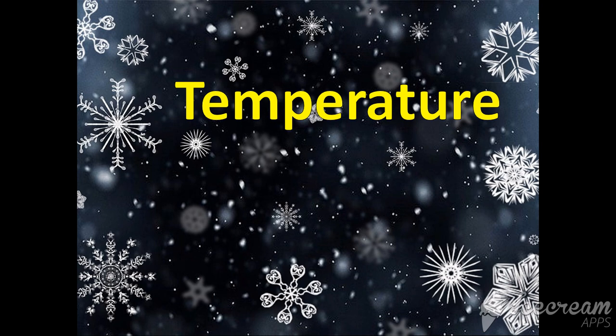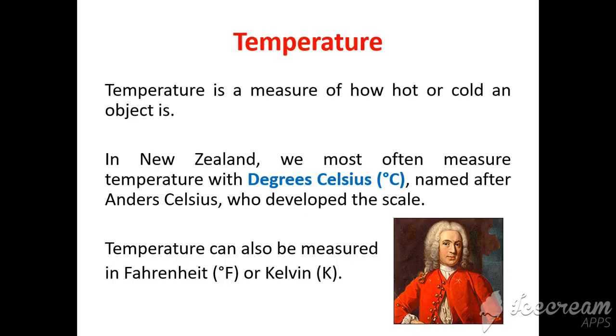This video is all about temperature. Now, temperature is a measure of how hot or cold an object is. In New Zealand, we most often measure temperature with a scale called degrees Celsius. It has a symbol with a degree sign, a small zero, and a big C. That's the symbol for degrees Celsius, named after a scientist called Anders Celsius, who was the person who developed the scale.